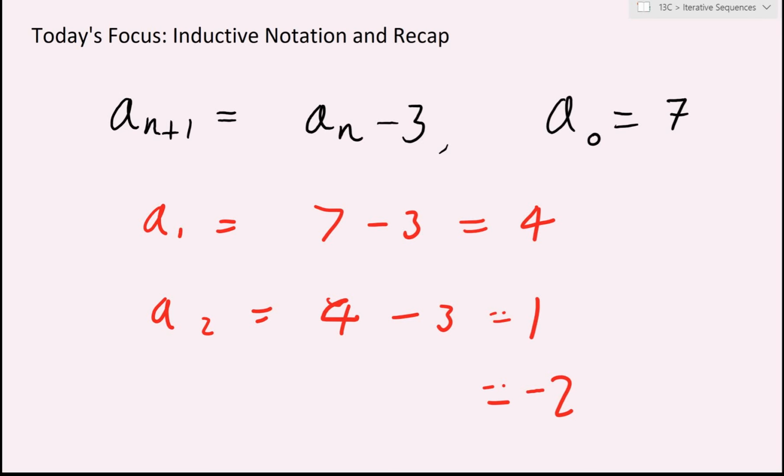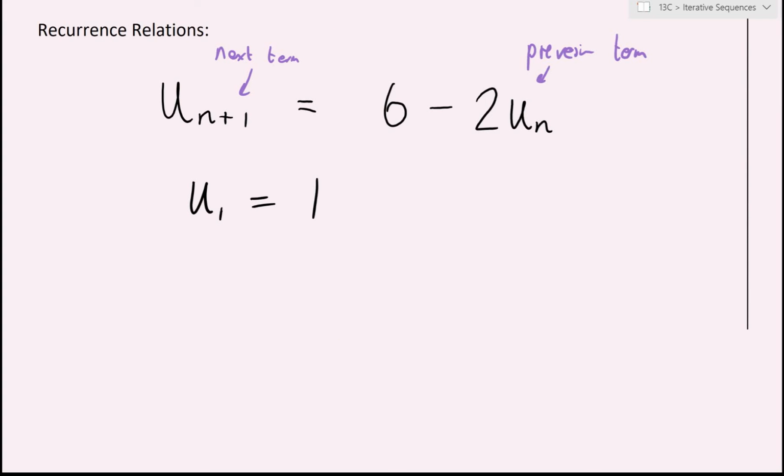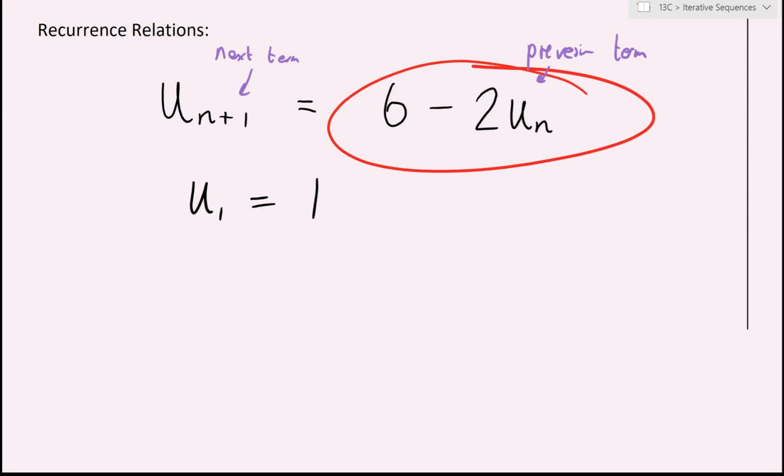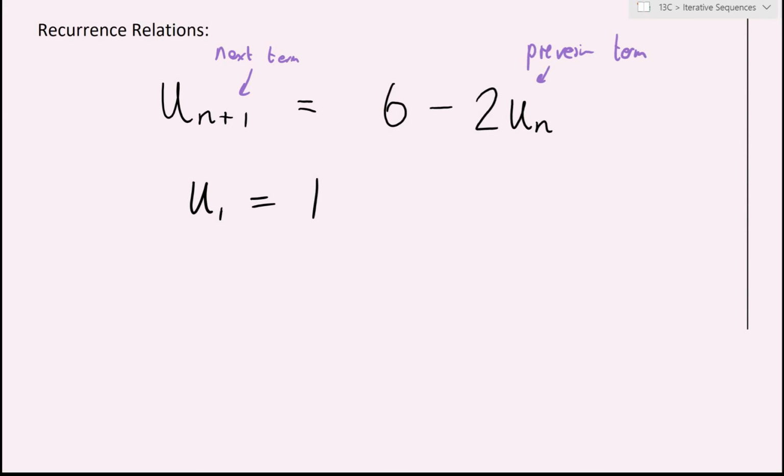Let's look at one that's slightly harder, and see what the questions look like. So here we have basically a more complicated rule. It's as complicated as I'd like, they tend to get a bit worse than this, but it's just calculator work for the most part, so it doesn't affect too much. So to work out my second term, I need to do 6 minus 2 lots of U1. So 6 minus 2 lots of 1, so U2 is going to be 4.